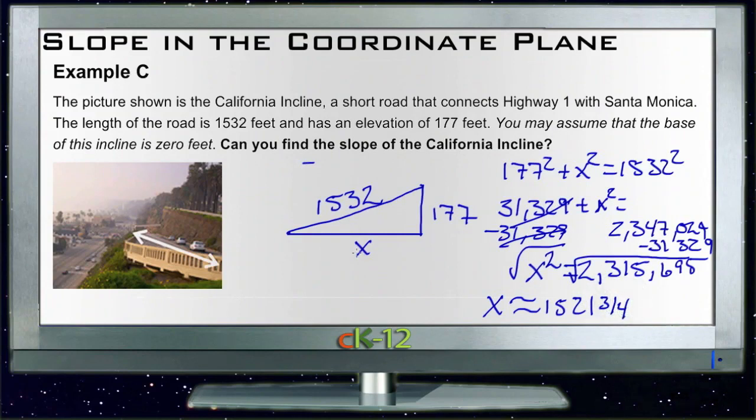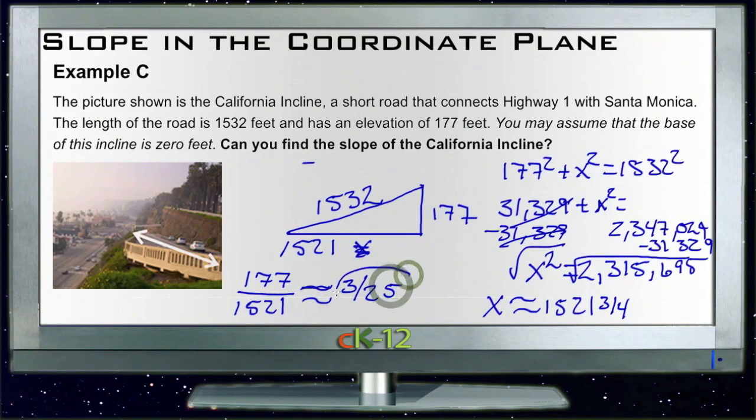So if the bottom line is 1,521 and our height is 177, then that's our slope, right? Our slope is the rise, 177, over the run of 1,521, which reduces to approximately 3/25. So our slope is about 3/25. And that's it.